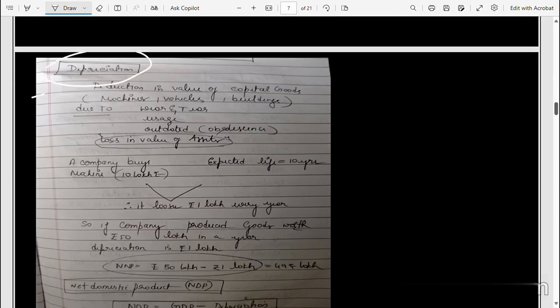GNP I told you. Now what is depreciation? It is a reduction in value of capital goods, such as machines, machinery, vehicles, buildings, due to wear and tear, overusage, and outdated products. So it is a loss in value of assets.